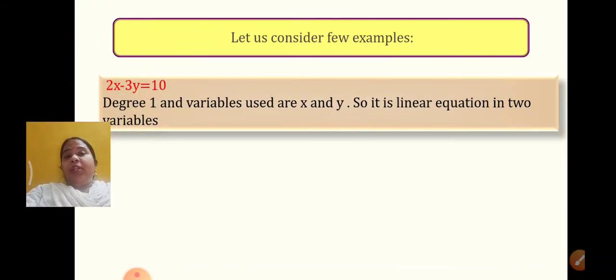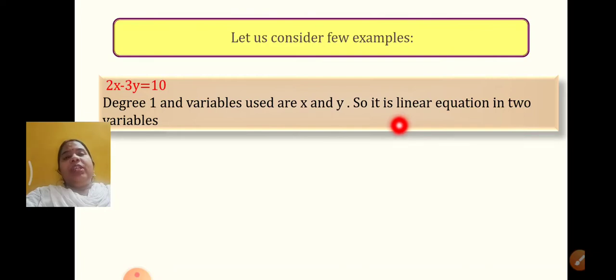Now what are the important things I have told you to understand and remember? That the degree of x and y should be 1. Yes, it is. And there should be two variables used in it, x and y. Yes. So as all the conditions are satisfied and a and b are not equal to 0, they are 2 and minus 3, they are not equal to 0, therefore it is a linear equation in two variables.